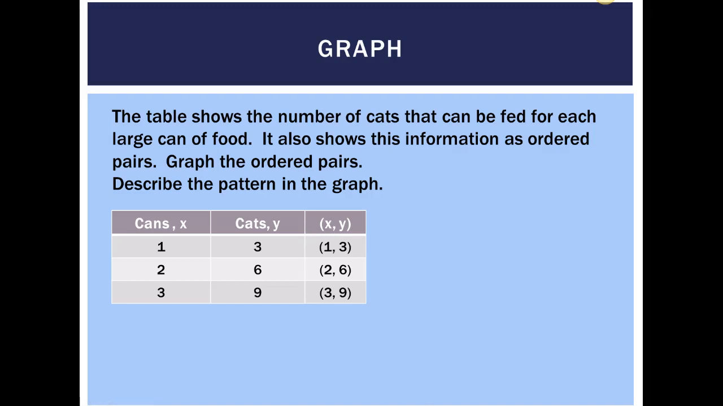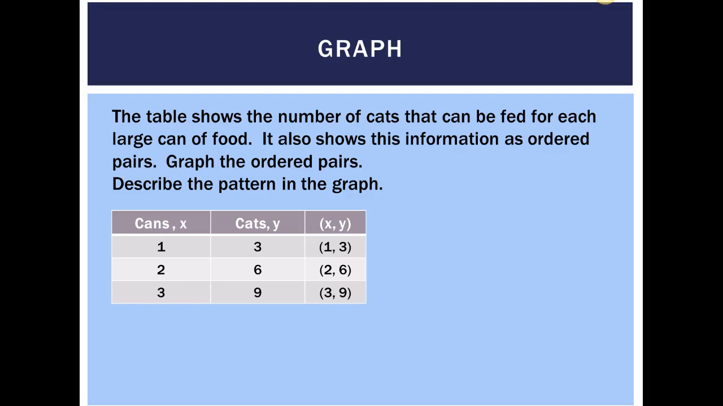In our first example, we are going to graph the table that shows the number of cats that can be fed for each large can of food. This table shows this information as ordered pairs. Our first step is to graph the ordered pairs. Then we will describe the pattern in the graph. As you can see, the table has already been completed for us.